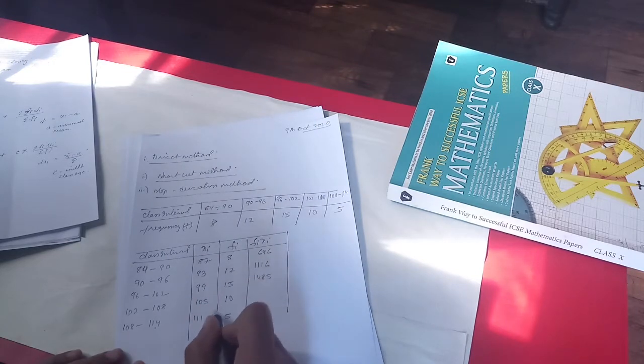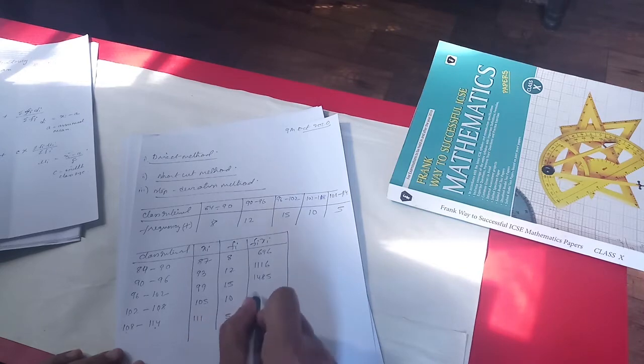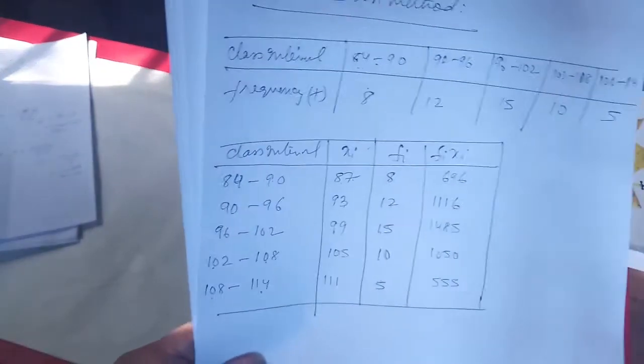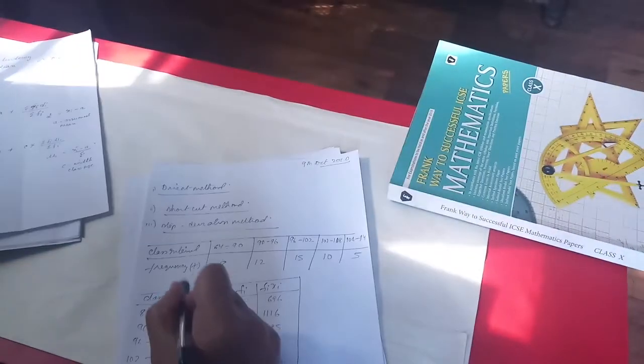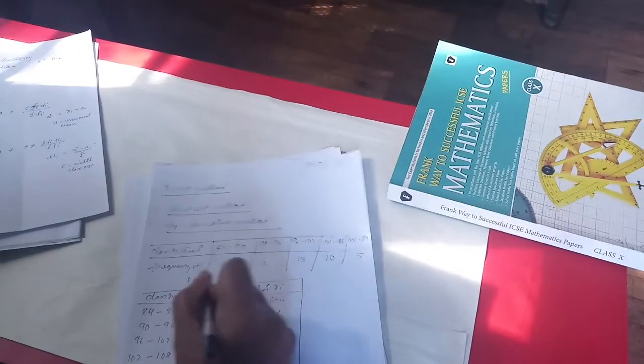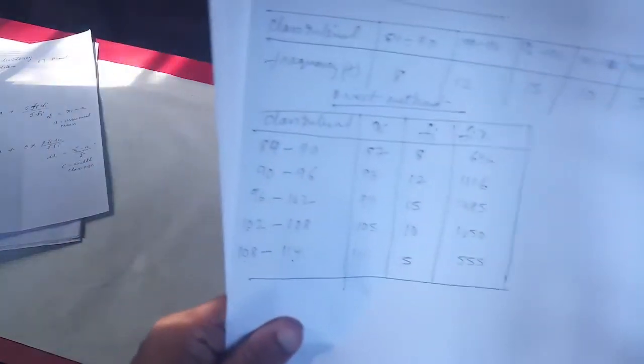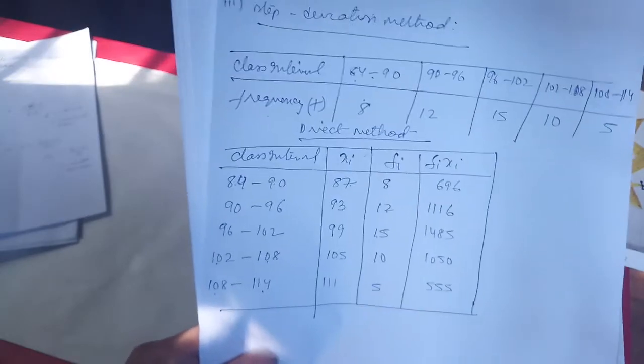This is quite time consuming. 105 into 10 is 1050. 111 into 5 is 555. So this is the first process, it is completed. So we are solving here by direct method. Okay, so now this is all what you do in the table.